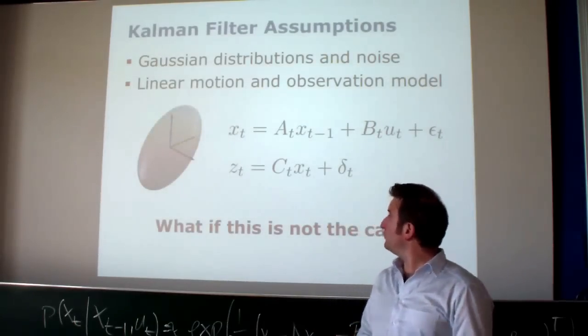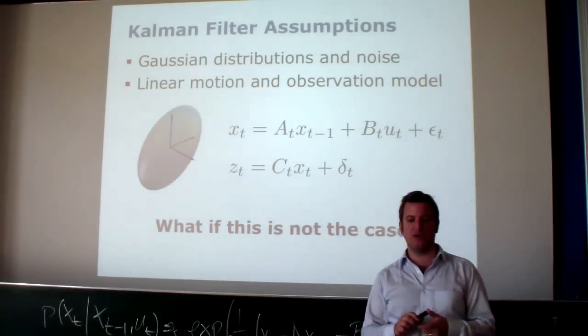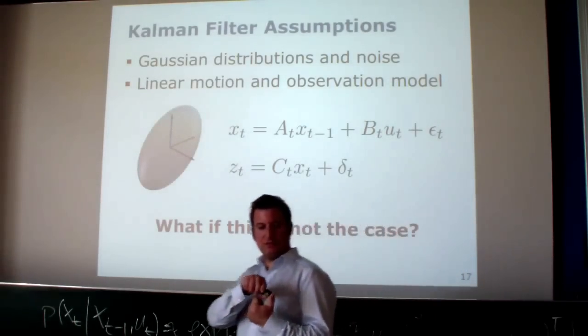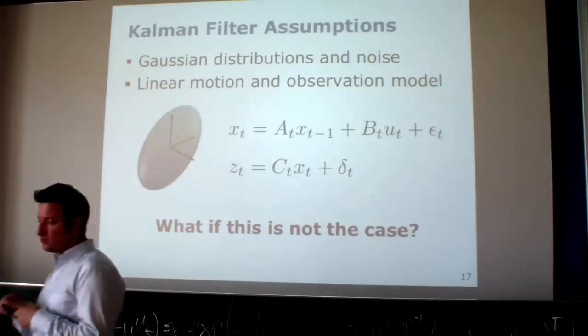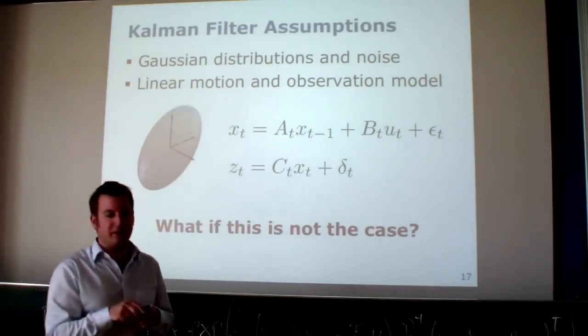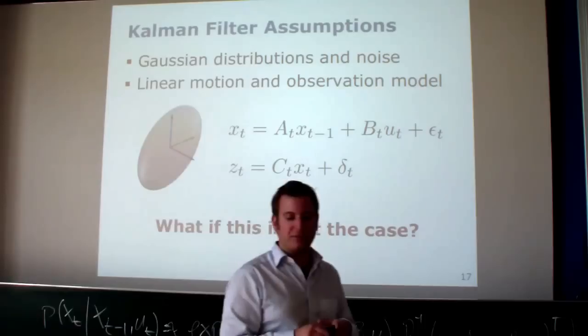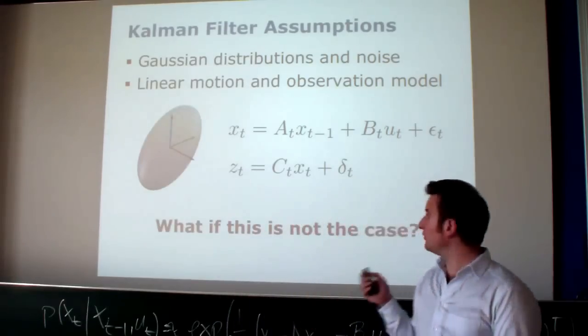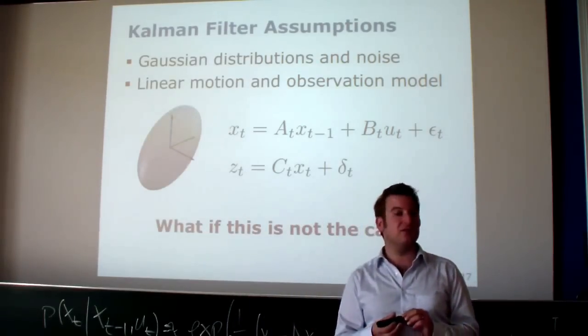Okay, the Kalman filter made two assumptions. The first assumption was Gaussian distributions in the noise, and the second one was that we have only linear models, so the motion model and observation model were linear. So what happens if this is not the case?